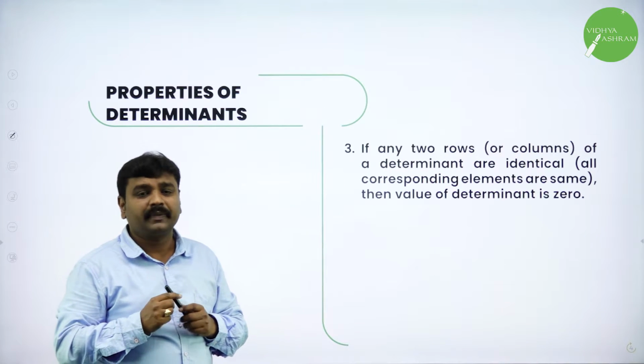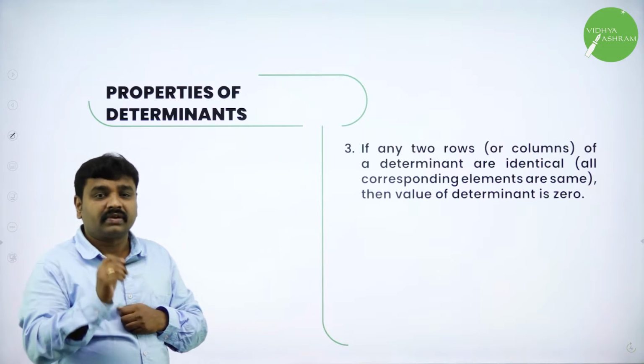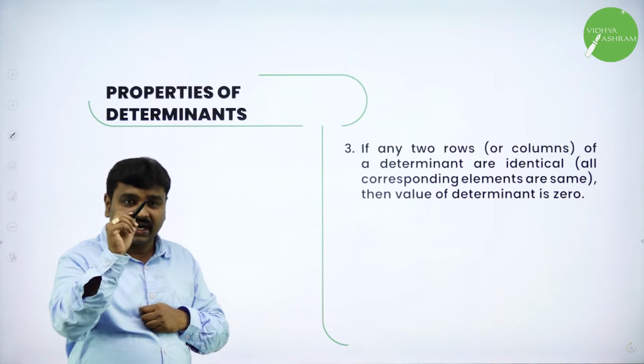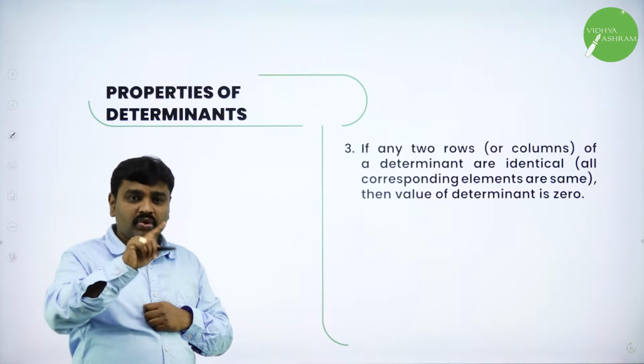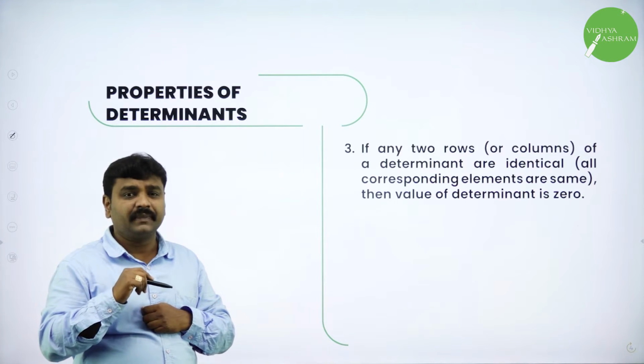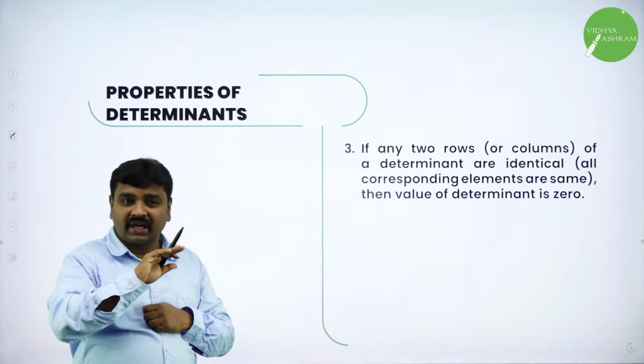ಸೊ ಫಸ್ಟ್ ಪ್ರಾಪರ್ಟಿ ಇಸ್ ವಾಟ್? ಇಸ್ ದ ಫಸ್ಟ್ ಪ್ರಾಪರ್ಟಿ? ದ ವ್ಯಾಲ್ಯೂ ಆಫ್ ಡಿಟರ್ಮಿನೆಂಟ್ ರಿಮೈನ್ಸ್ unchanged by interchanging rows and columns. ರೋಸ್ನ ಕಾಲಮ್ಸ್ ಆಗಿ ಬದಲಾವಣೆ ಮಾಡಿದಾಗ ವ್ಯಾಲ್ಯೂ ಆಫ್ ಡಿಟರ್ಮಿನೆಂಟ್ ಬದಲಾಗಲ್ಲ.